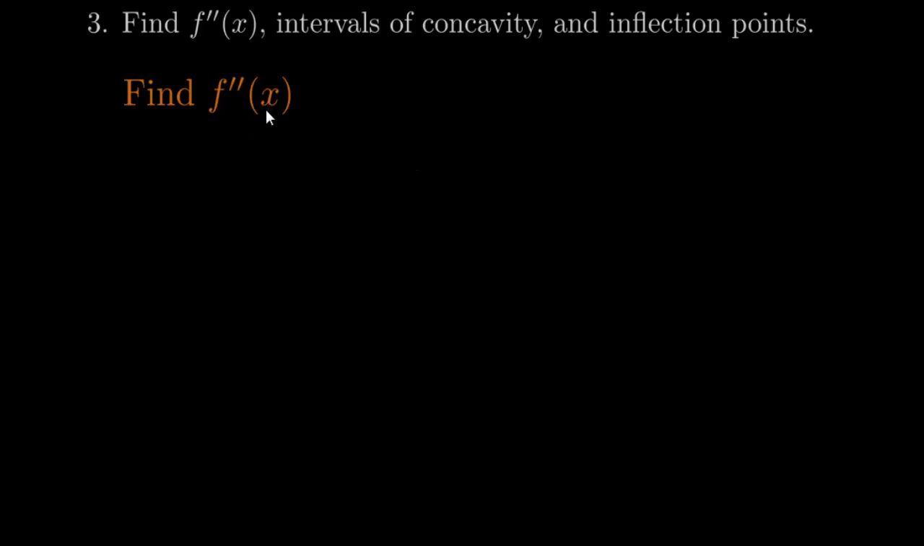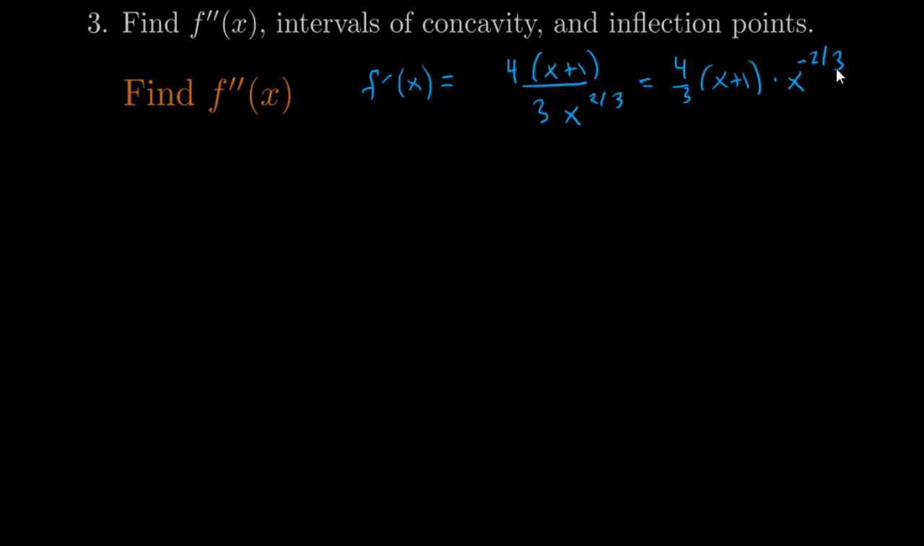Concavity requires us to find the second derivative. Recall that the first derivative is 4x plus 1 over 3x to the, where'd it go? 2/3. What I would recommend doing is maybe putting this into a product rule again. So I would rewrite this as 4/3 x plus 1 and then x to the negative 2/3.